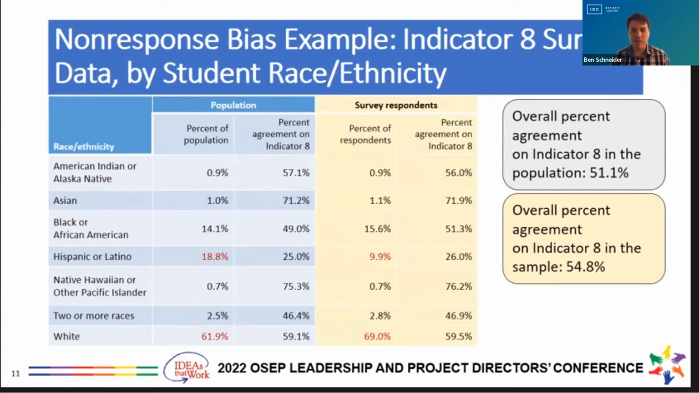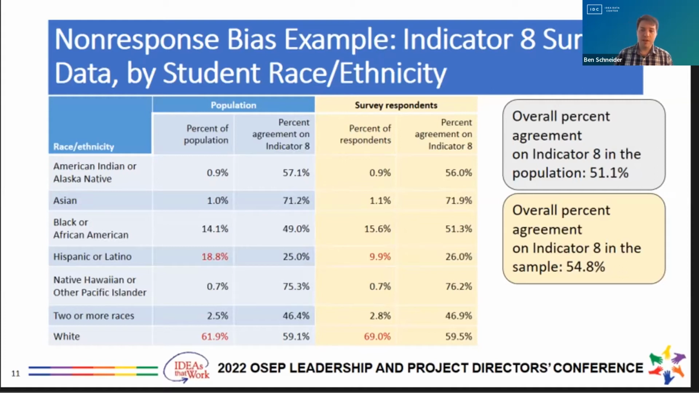In practice, we'll never measure agreement on indicator 8 from 100% of the population. When we conduct a survey, we'll only measure agreement from a fraction of the population, the survey respondents. In our example, the percent agreement for indicator 8 in the population is 51.1%. Ideally, the percent agreement among survey respondents would exactly match the population. However, in our example, the percent agreement for survey respondents is 54.8%. In other words, our survey estimate is too high.